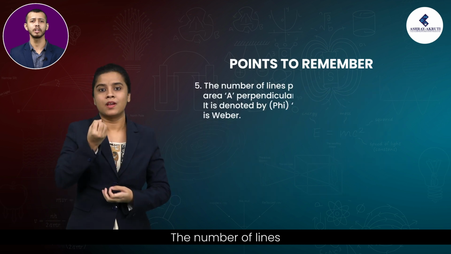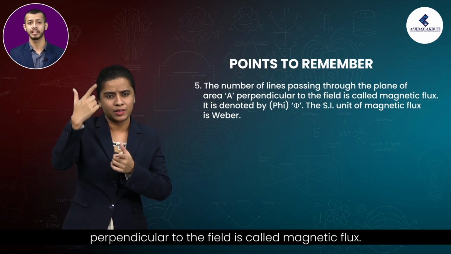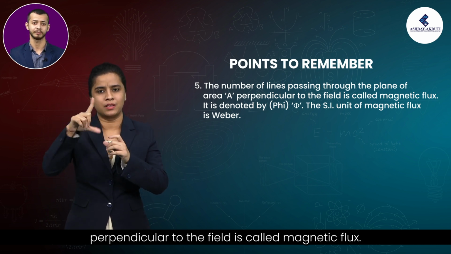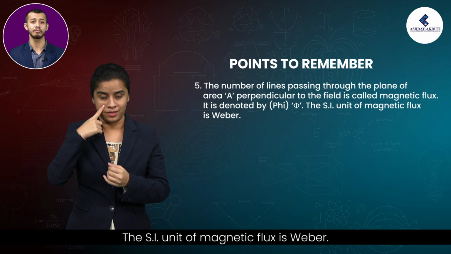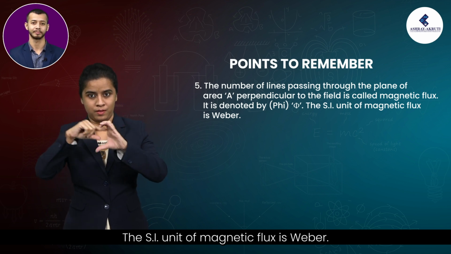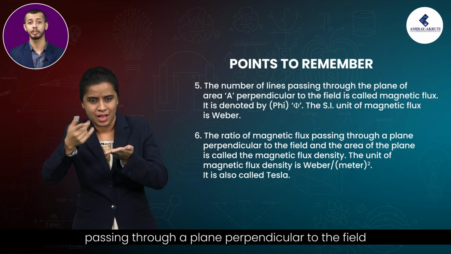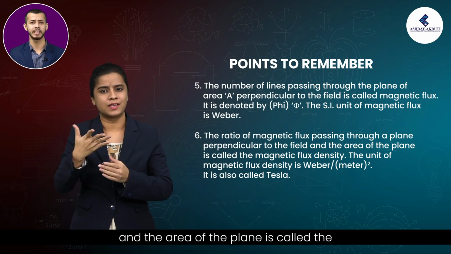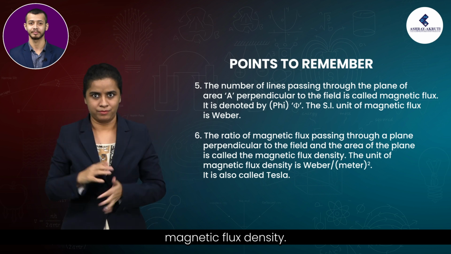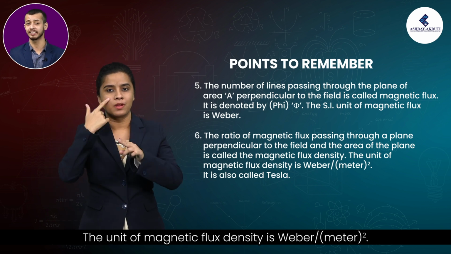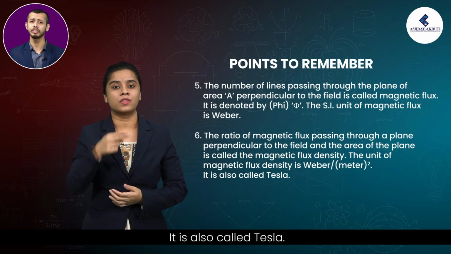The number of lines passing through the plane of area A perpendicular to the field is called magnetic flux. It is denoted by phi. The SI unit of magnetic flux is Weber. The ratio of magnetic flux passing through a plane perpendicular to the field and the area of the plane is called the magnetic flux density. The unit of magnetic flux density is Weber per meter square. It is also called Tesla.